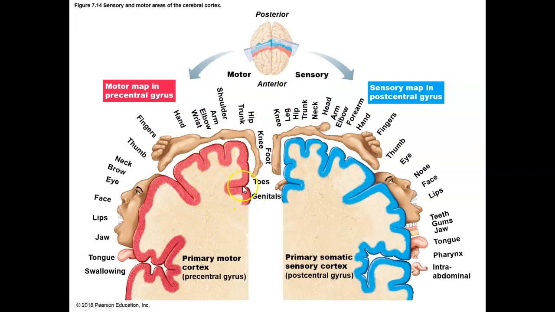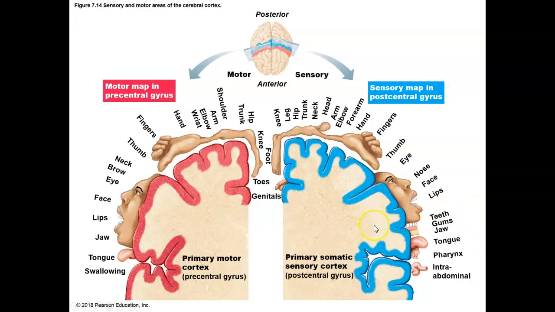And so when you're looking at the somatic sensory region, here you can see the sensory homunculus. If you look here, you can see how much of the body is actually associated with that sensory homunculus. So the larger the region, the more sensory receptors we have.